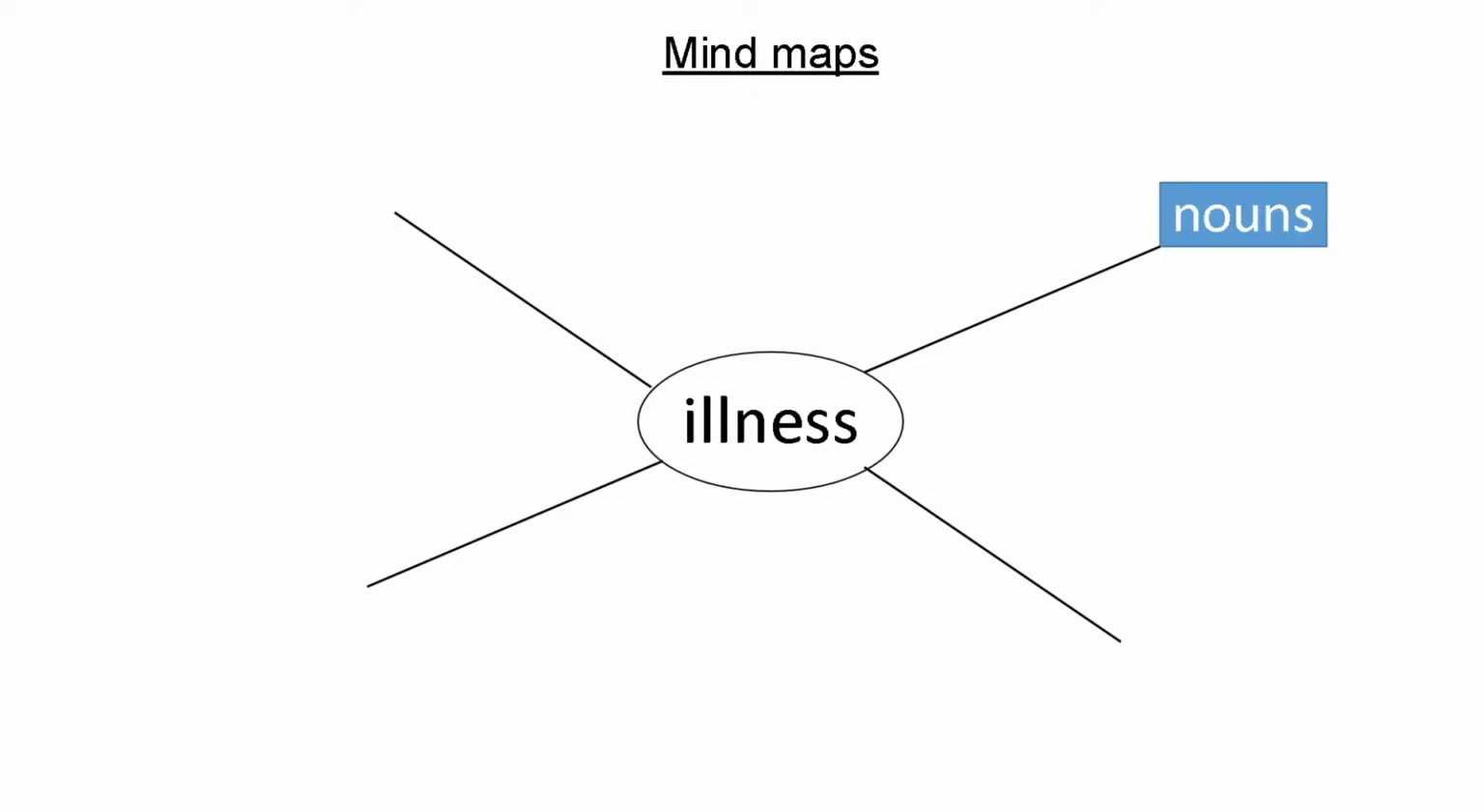So we're going to find out some nouns to do with illness. We're going to talk about some symptoms. So symptoms are the things that tell you the type of illness that you have. We're going to talk about idioms.